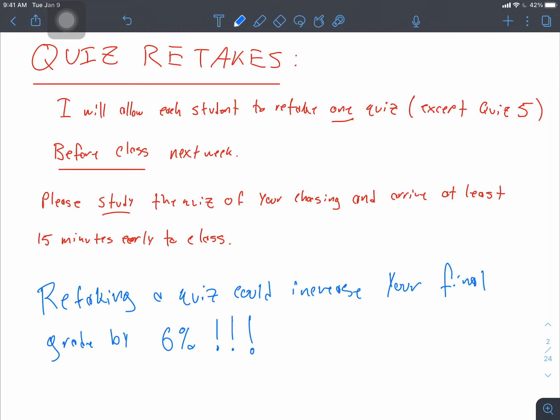I'll still use a curve if it is absolutely necessary, but based on what I'm seeing of the current grades and the impact that I anticipate the drops of the quizzes and the drops of the homeworks and the retake of one quiz of your choosing to have on the grade distribution, I think we're going to be in a good place.